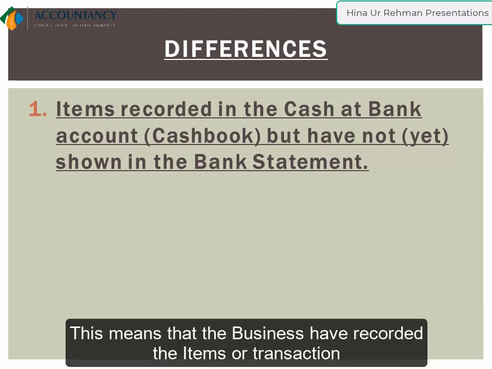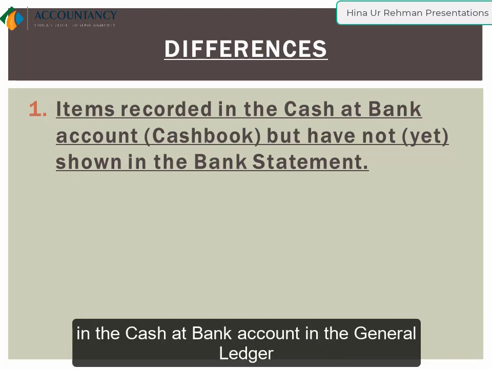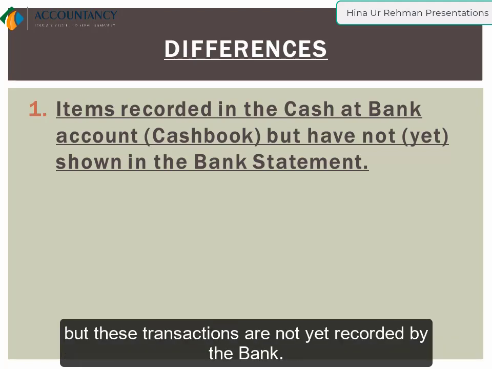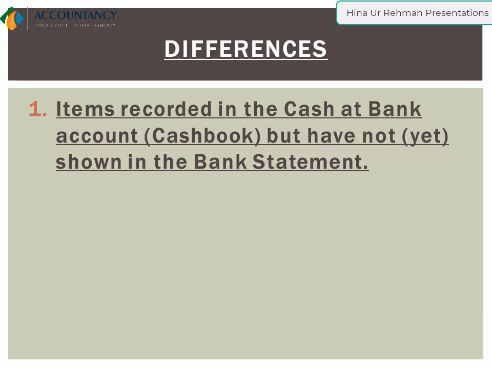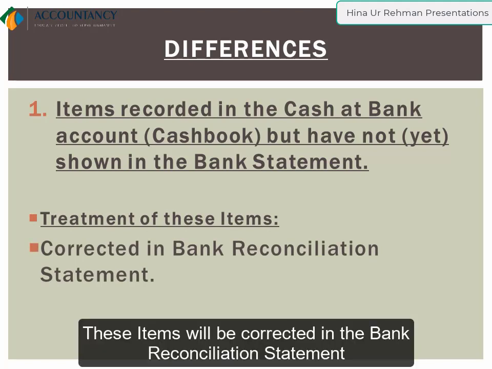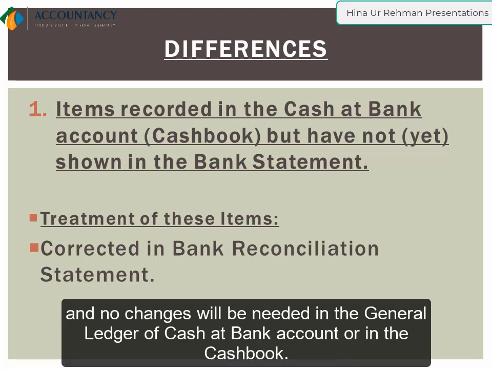This means that the business has recorded the items or transactions in the cash at bank account in the general ledger or in the bank column of the cash book, but these transactions are not yet recorded by the bank. Treatment of these items. These items will be corrected in the bank reconciliation statement, but no changes will be needed in the general ledger of cash at bank account or in the cash book.